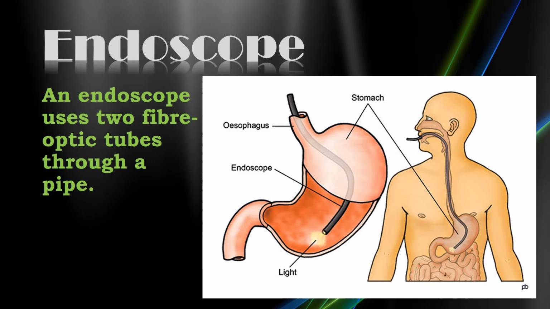Basically, an endoscope is used to explore the interior organs of the body, and due to its small size, it can be inserted through the mouth and thus eliminates invasive surgery, as you can see in this figure.